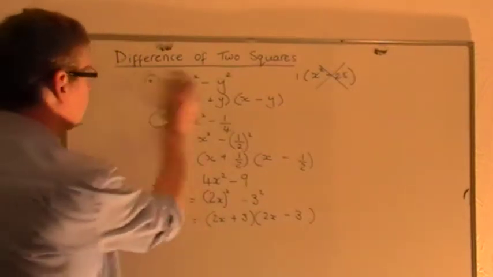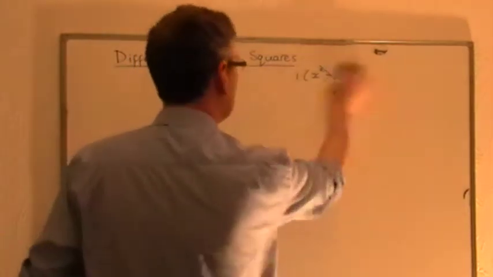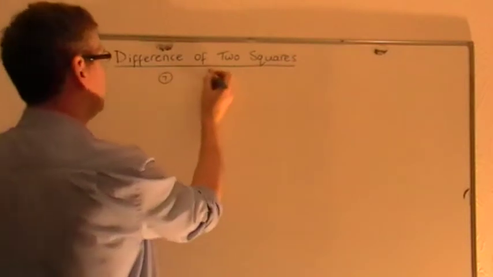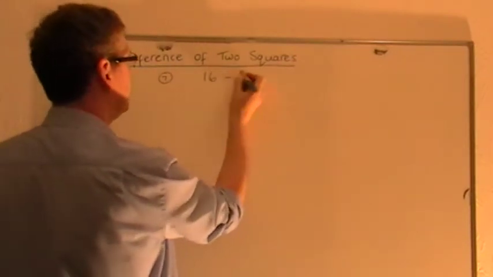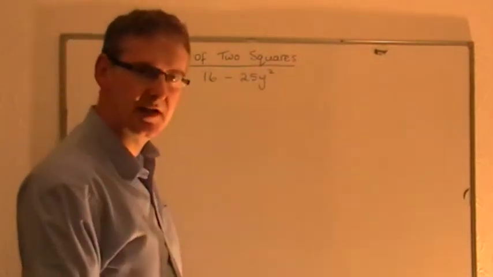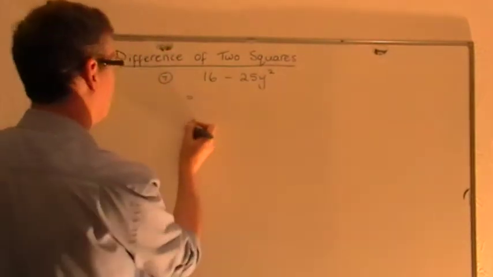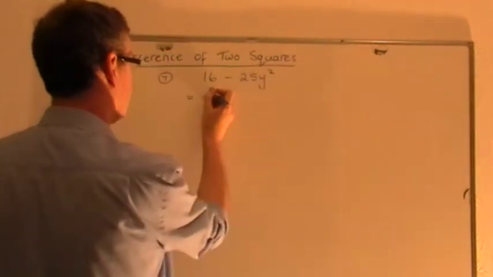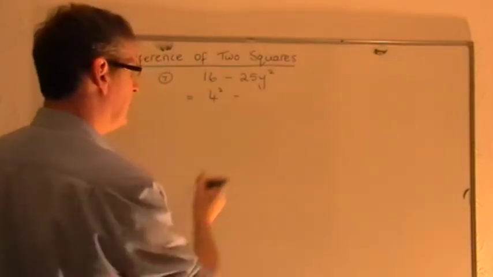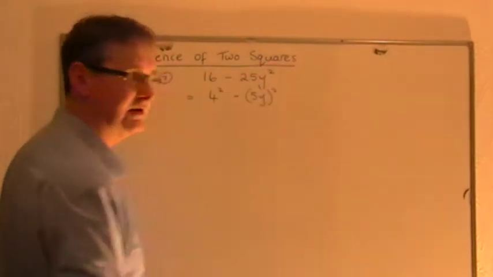Okay, make some more space, a few more very quickly. I think we're up to number 7 then. So if you had something like 16 minus 25y squared, and you're asked to factorise that. Okay, is there a common factor? No, there isn't. So, okay, is it the difference of two square terms? Yes, it is, because that is the same as 4 squared, take away, and then 25y squared is the same as 5y times 5y. So it's 5y squared.